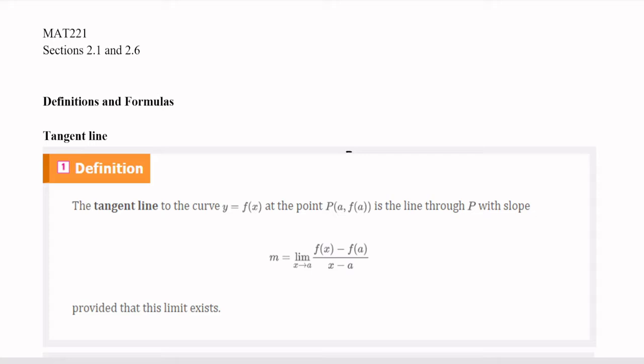So in this video we're going to be talking about both sections because the ideas are related. Now in 2.1 you're going to deal with the tangent line, and in 2.6 we're going to introduce something called the derivative.